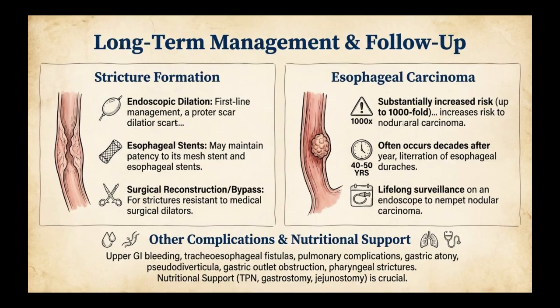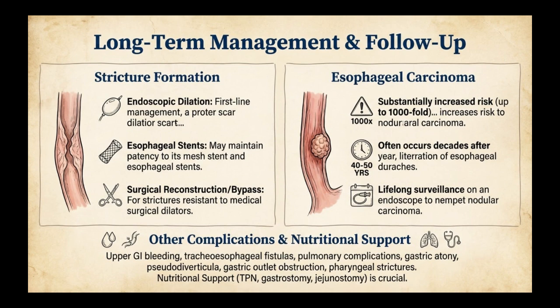Surgical reconstruction or bypass is considered for strictures resistant to dilation, or in severe cases, using the stomach, jejunum, or colon to restore digestive continuity. This is complex and often associated with morbidity. Patients with significant esophageal burns, grade 2B or 3 injuries, have a substantially increased risk, 1,000-fold, of developing esophageal squamous cell carcinoma, often decades after the initial ingestion, e.g. 40 to 50 years latency. Long-term endoscopic follow-up is recommended for these patients, possibly yearly, to screen for neoplastic changes and obtain biopsies of suspicious lesions, regardless of functional status.